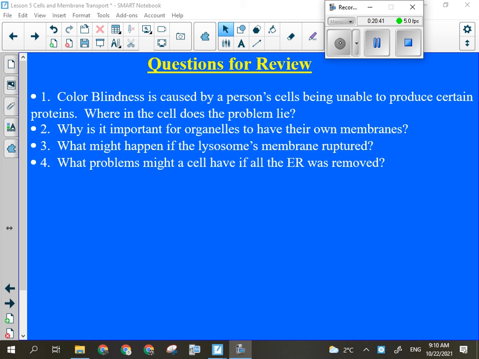Okay, number 4, what problems might a cell have if all the ER was removed? This is my kind of backhanded way of asking you what does the ER do? Okay, what does the ER do?